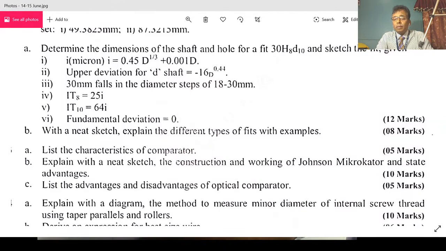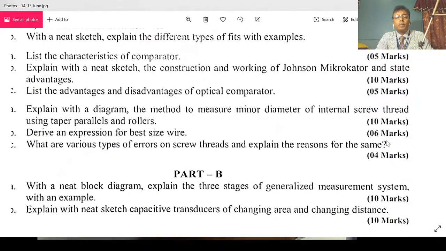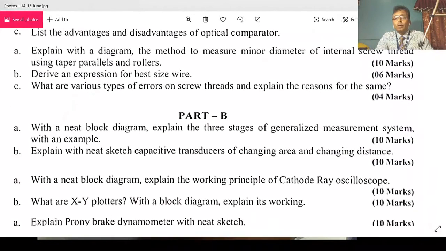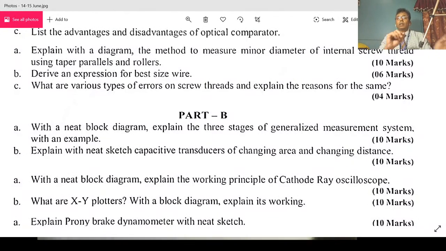One second. Let me move this question paper a bit. Okay. Can you see this?